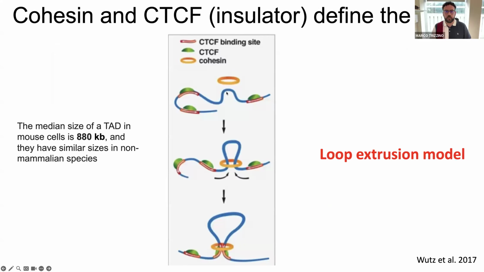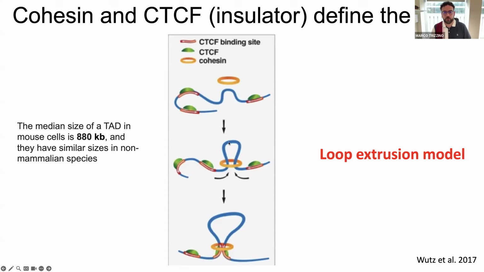So the blue here is just your genome. And to form a TAD, you need 2 main proteins. One is called cohesin, and one is called CTCF. Cohesin has the shape of a ring. What cohesin will do is form a loop here, and it will start pulling your DNA outside of the ring. And this is the TAD that is being formed.